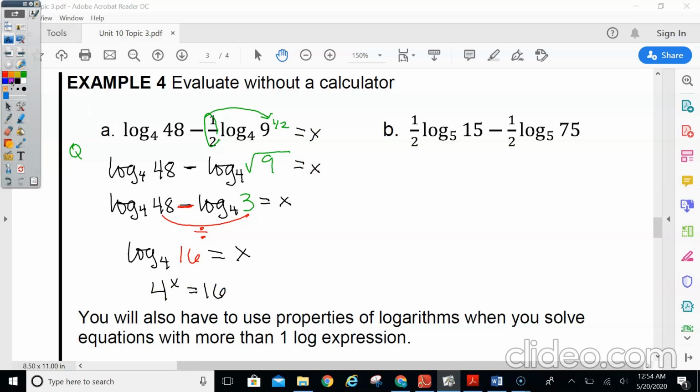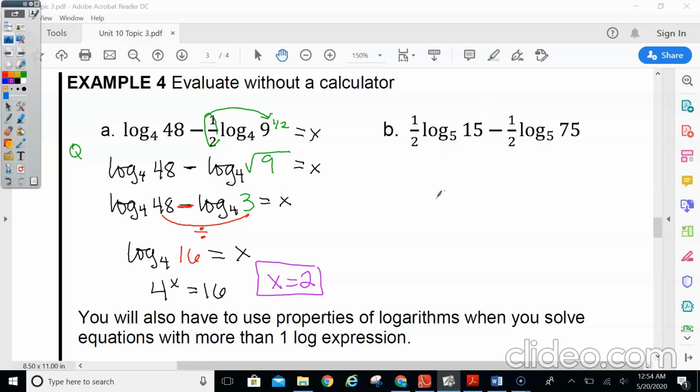Well, we know that 4 squared is 16, so it has to be 2. So this thing is equal to 2. We really don't need the x equals, but in order for you to rewrite it, you have to have something on the other side. So we can change it to an equation.